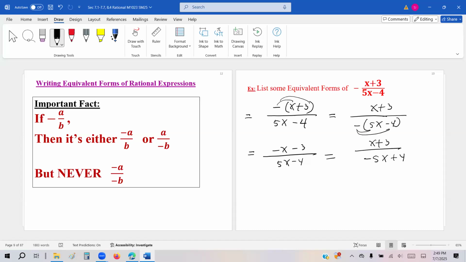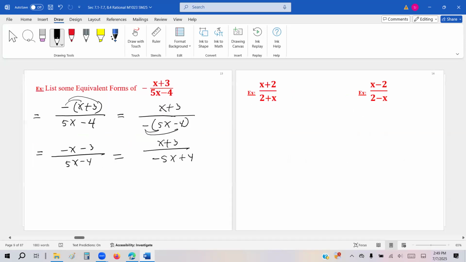So my method will ask you to write some equivalent form. All you have to do is play with the negative sign. That's it. Now, more elaboration on what we did before. x plus 2 over 2 plus x. If you don't know what to do, always replace x with 0 and see what happens. Okay? So let me write it down.